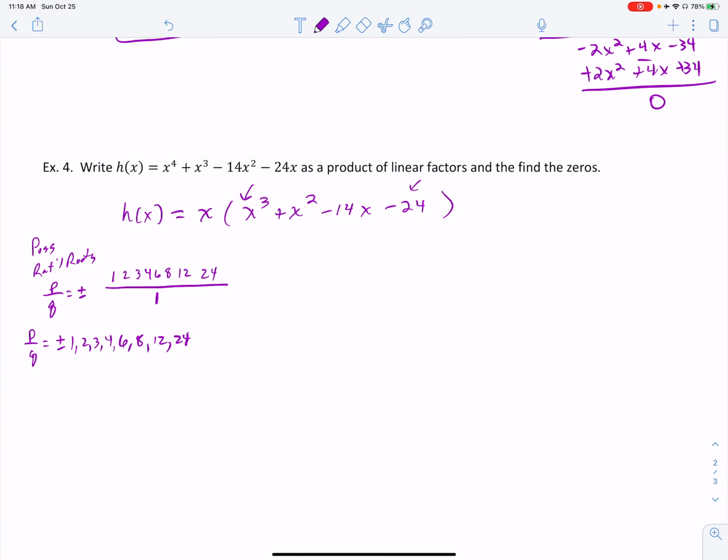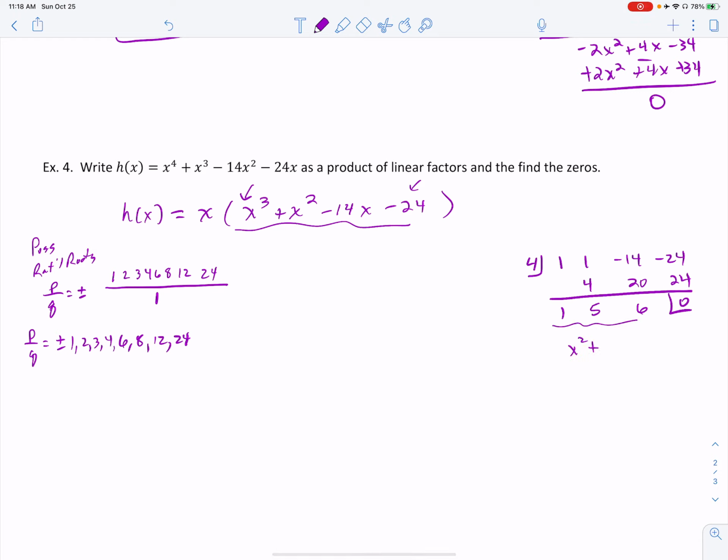So I saw that 4 worked. So I'm going to go and use 4 synthetically. And I already know one factor is x, so I'm just going to use the x cubed coefficients. So 1, 1, minus 14, and minus 24. Bring down the 1, multiply, add, and there I have my remainder of 0, which is what I needed. And then this represents x squared plus 5x plus 6.